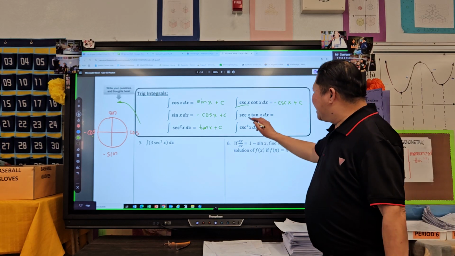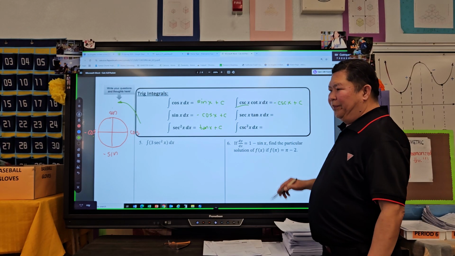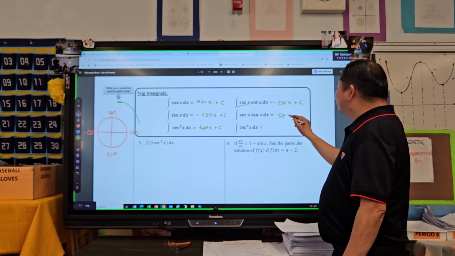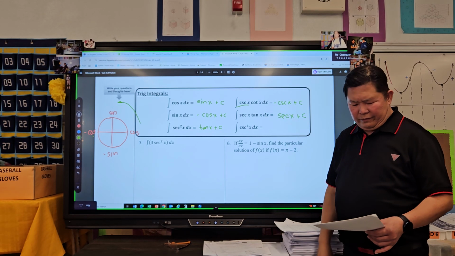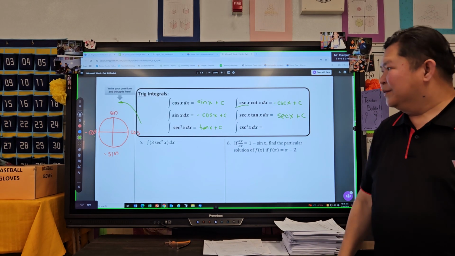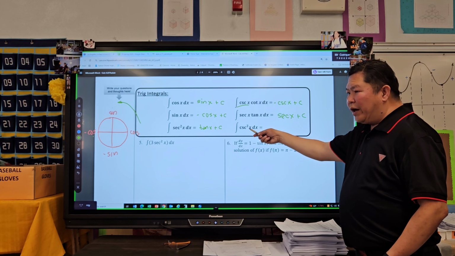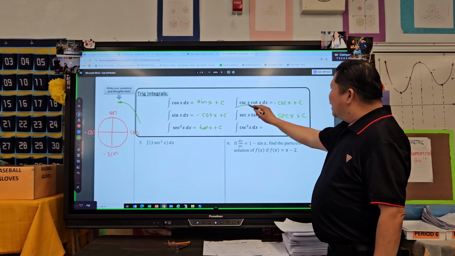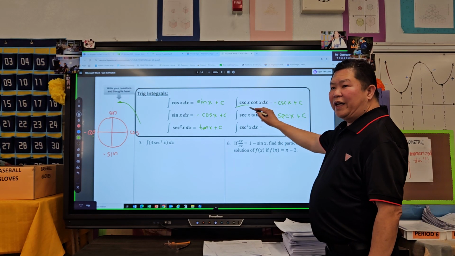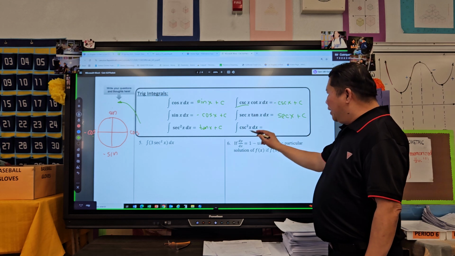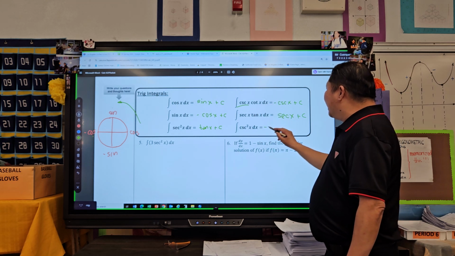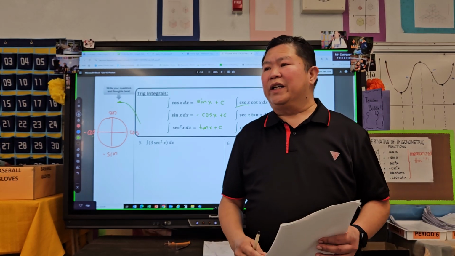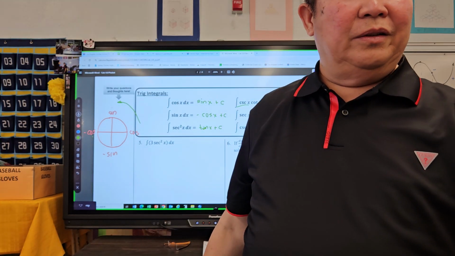Next, secant tangent. What do you think? The first is just secant. So secant x plus the constant. And next, if this is squared, that gives you cotangent, negative. This one, cosecant x times cotangent, gives cosecant x, but cosecant x squared gives negative cotangent x. So we're gonna continue the discussions tomorrow, guys.